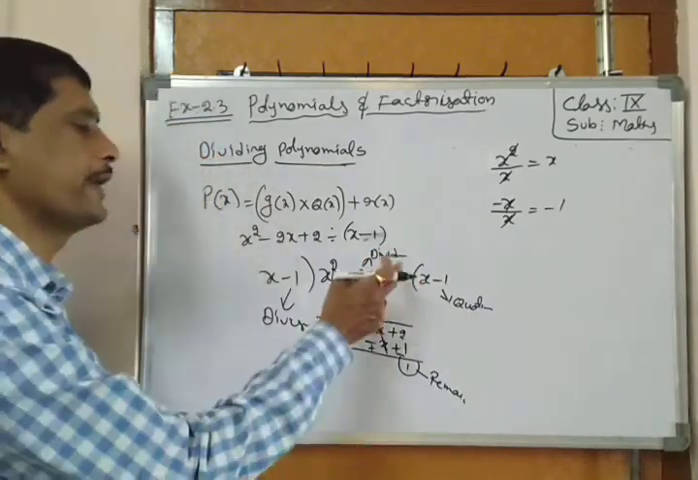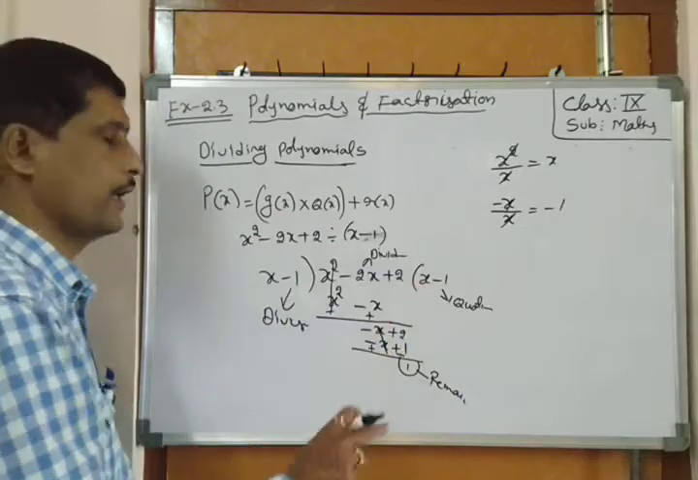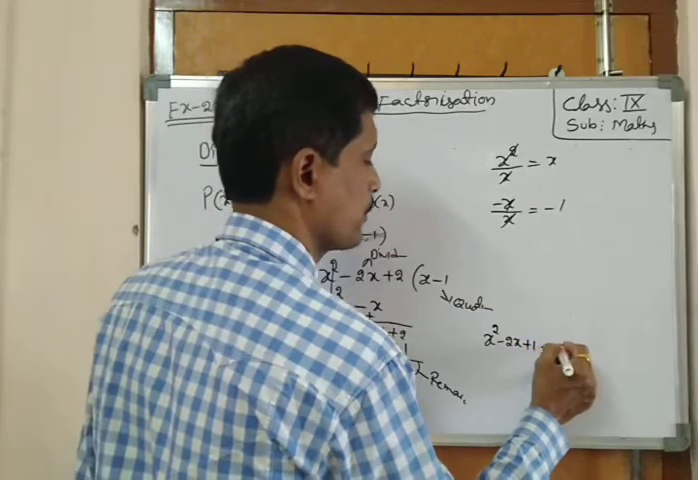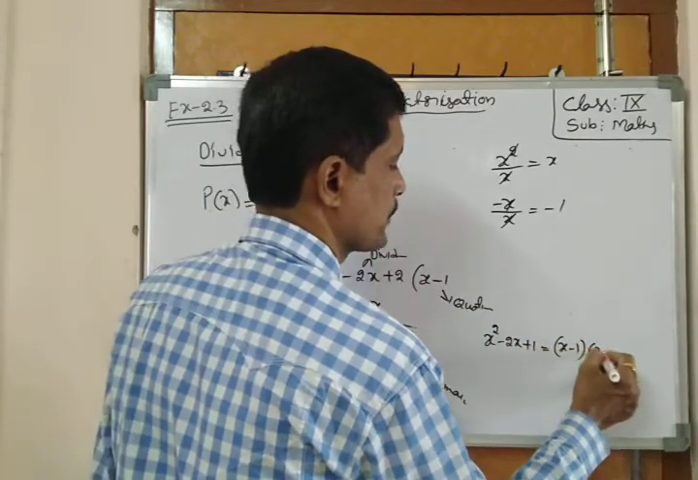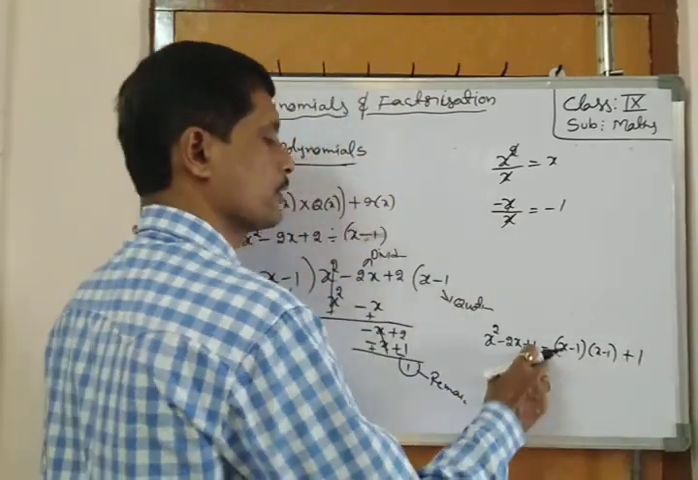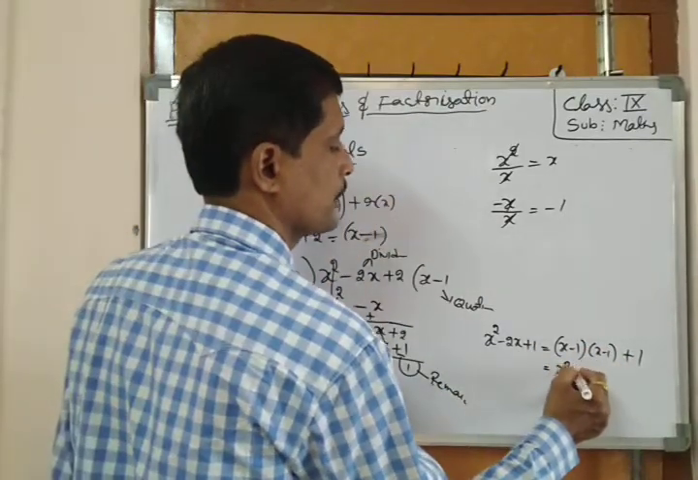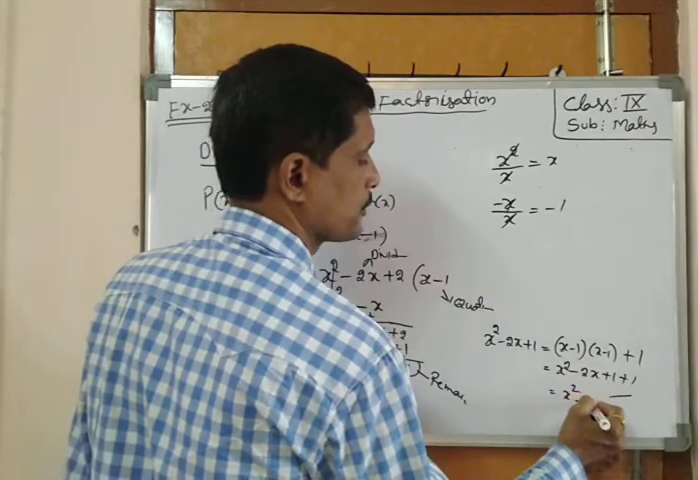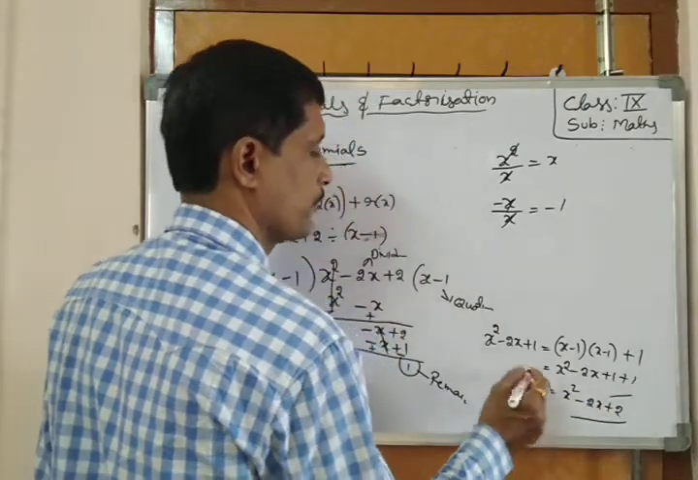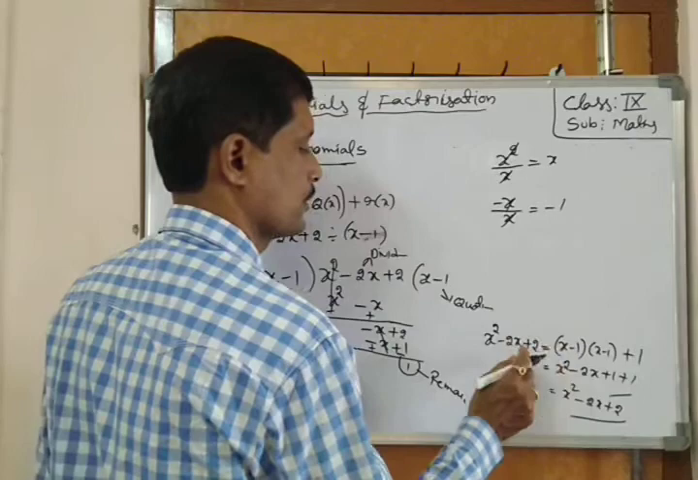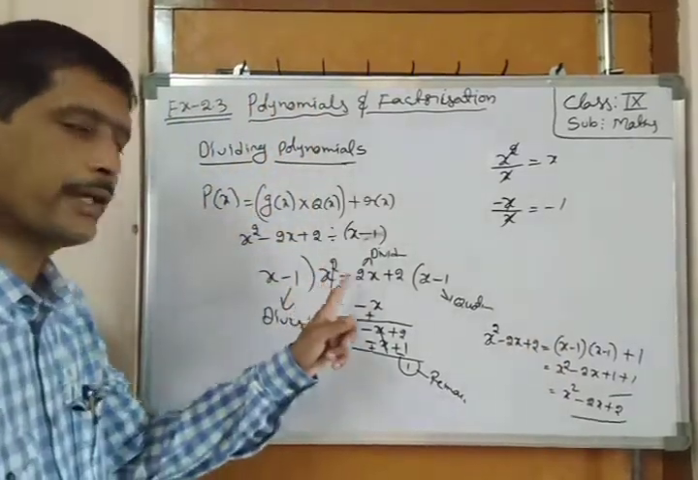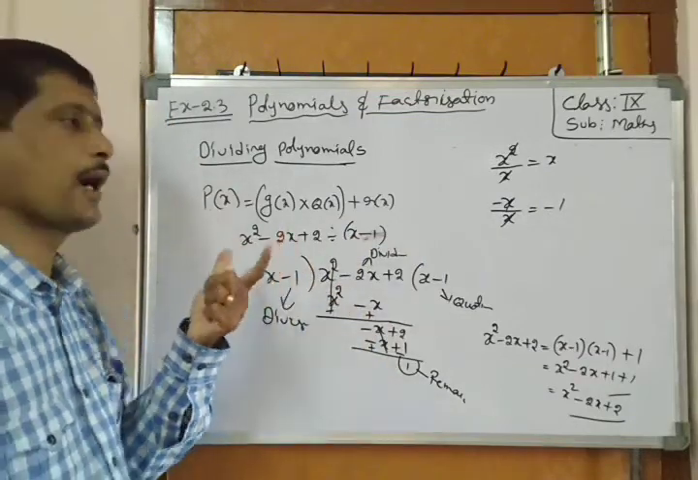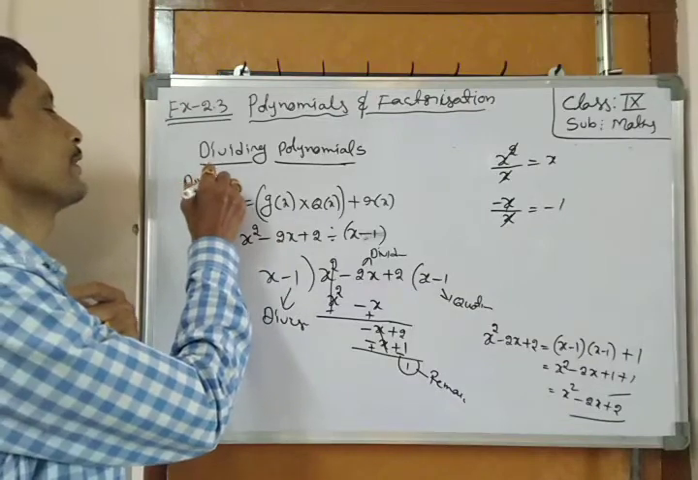Therefore the same: dividend equals divisor into quotient plus remainder. Therefore x square minus 2x plus 2 equals x minus 1 into x minus 1, plus 1. Here multiply totally. Therefore x square minus 2x plus 1 plus 1, that is x square minus 2x plus 2. Sorry, yes, both are equal. Here dividend equals divisor into quotient plus remainder. Therefore, that is the division algorithm. This is called the division algorithm.